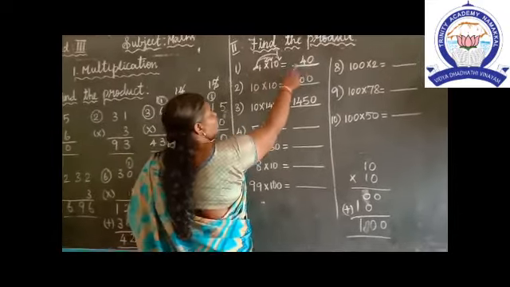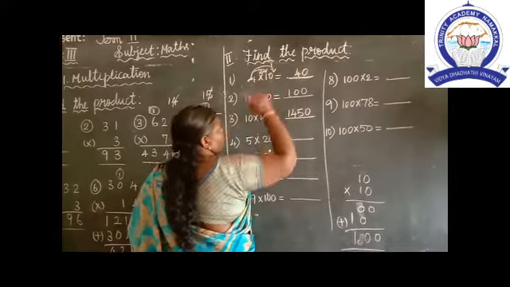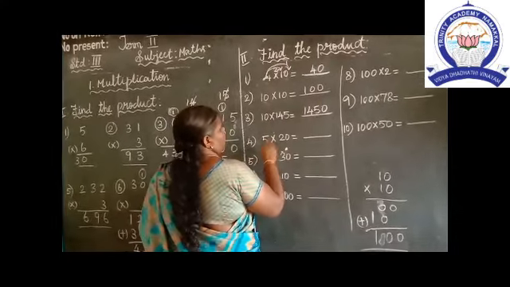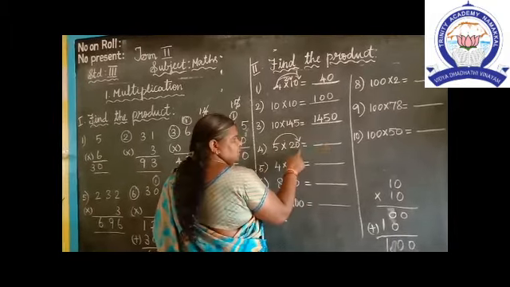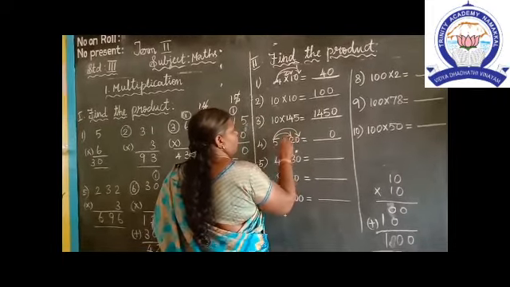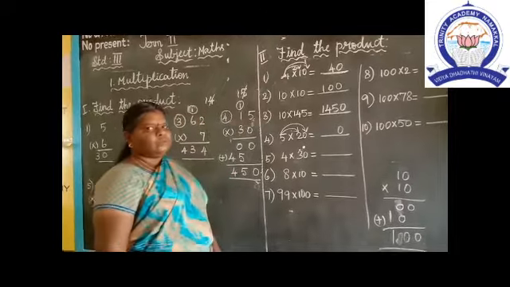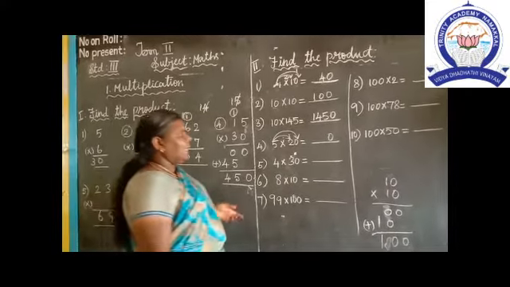Here 1 4s are 4. Here only one zero, so you put 0. Next, 5 into 20. First you multiply 5 into 0, 0. Next, 5 2s: 1 2 is 2, 2 2s are 4, 3 2s are 6, 4 2s are 8, 5 2s are 10.